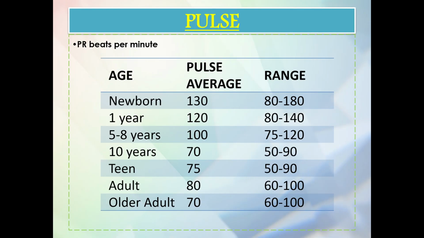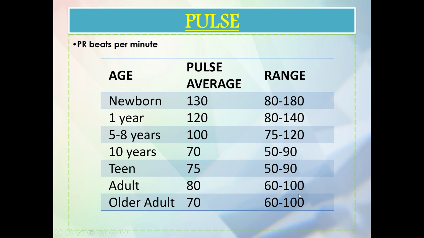Okay, so ito na yung ating pulse rate beats per minute, the usual range depending on our client's age. So for newborn, the pulse average is 130 and the range is 80 to 180. For 1 year, so mas mabilis definitely sa mga bata, kagaya nga sa kaninang diniscuss natin na factors, di ba? For 1-year-old, 120 is the average. The range is 80 to 140. And then, dito na lang tayo pumunta sa teens, for example. The average is 75. The usual range is 50 to 90. And then for adult, the average pulse is 80. The usual range is 60 to 100.